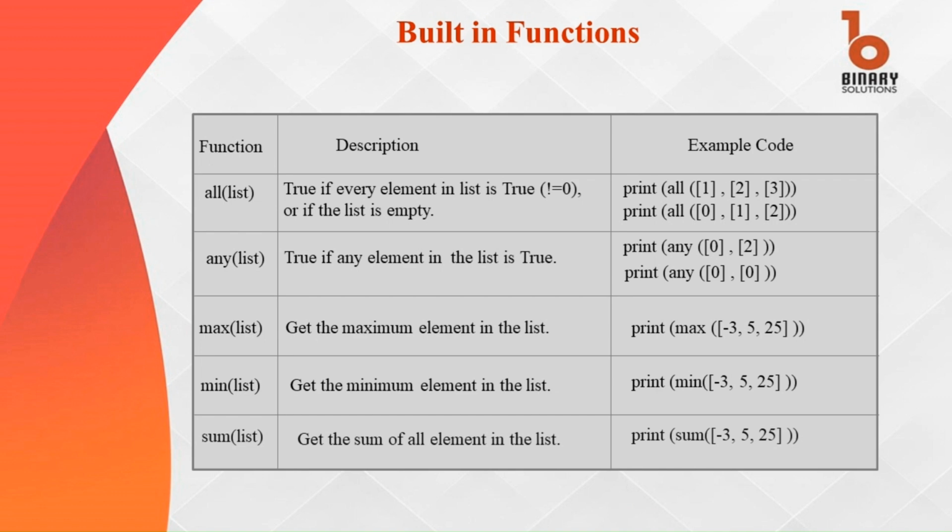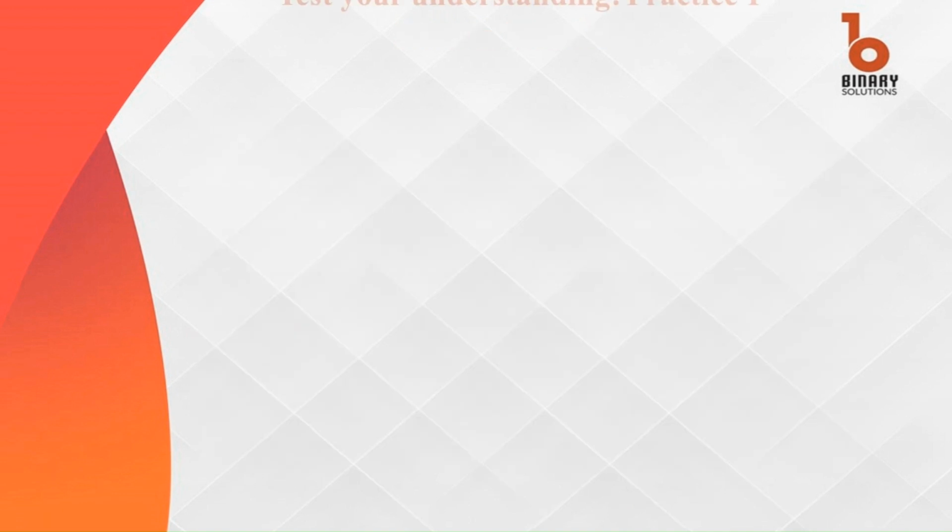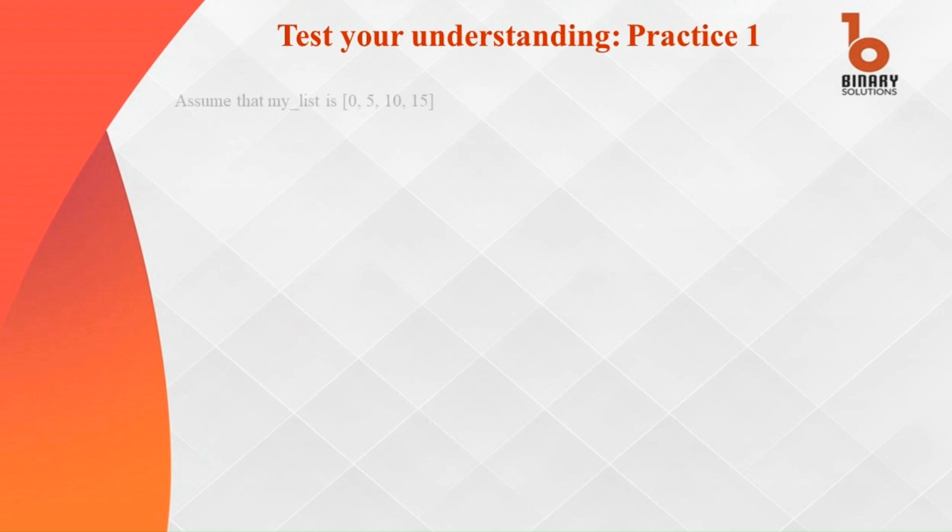For instance, print(all([1, 2, 3])) will return True, and print(sum([-3, 5, 25])) will return 27. These functions are essential tools for Python developers looking to streamline their list operations. Now that we've explored built-in functions for iterating over lists, let's test your understanding with a few quick questions.